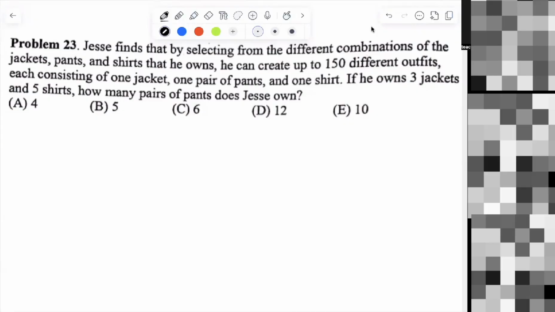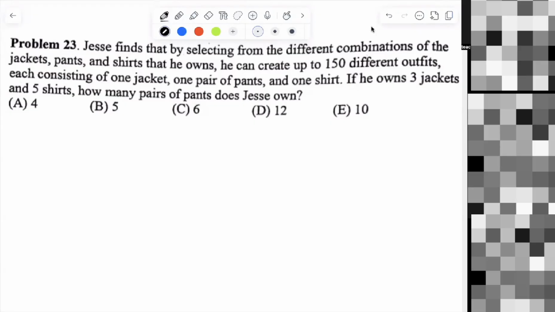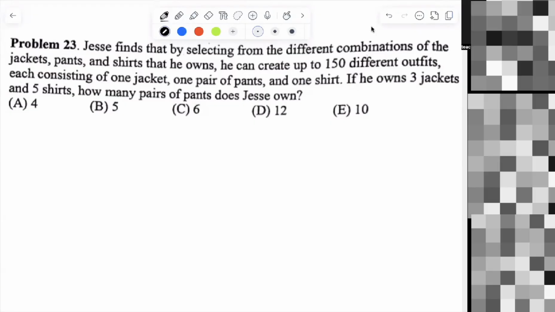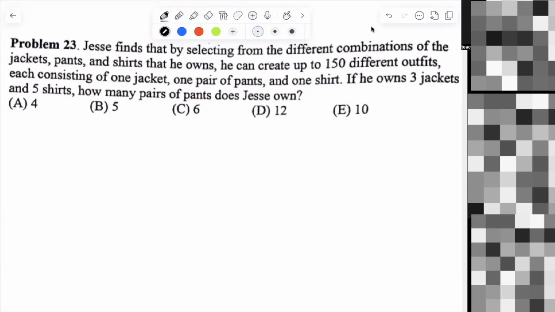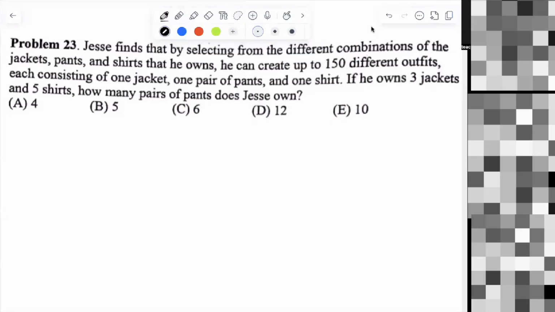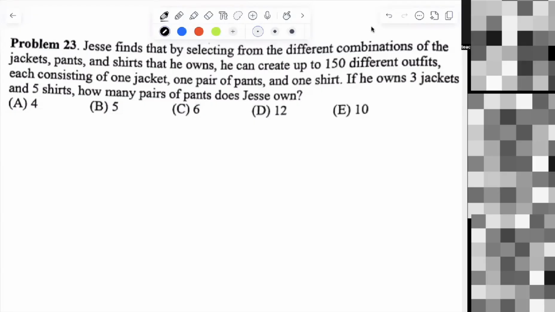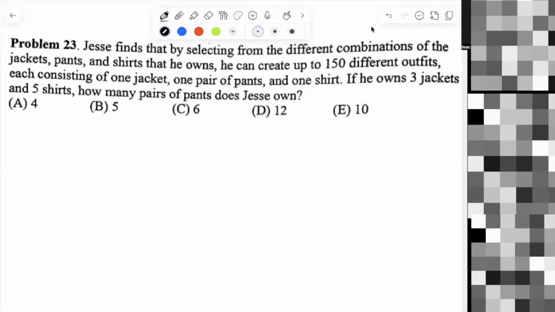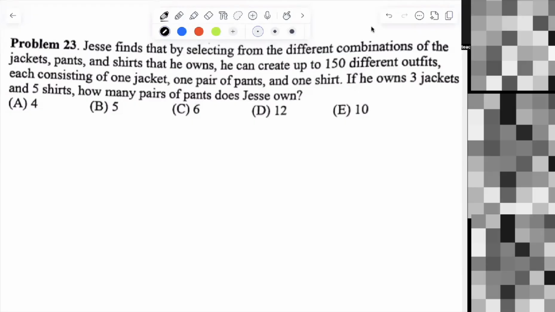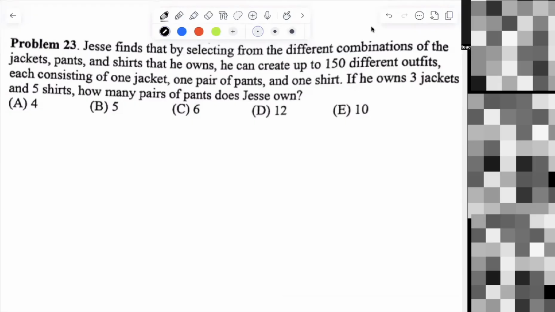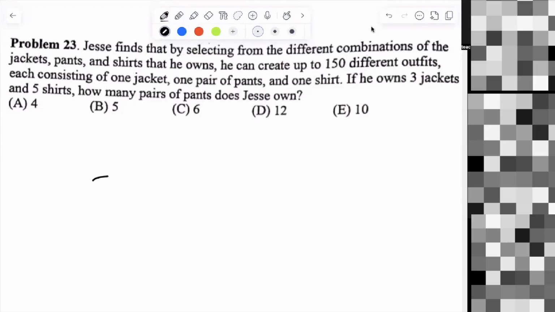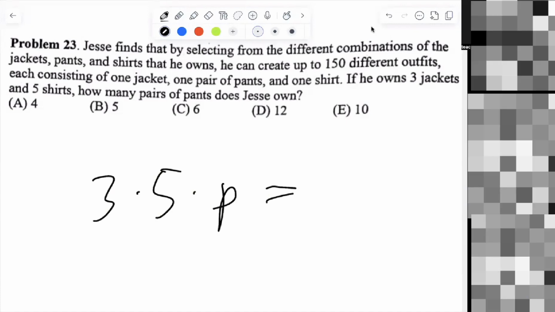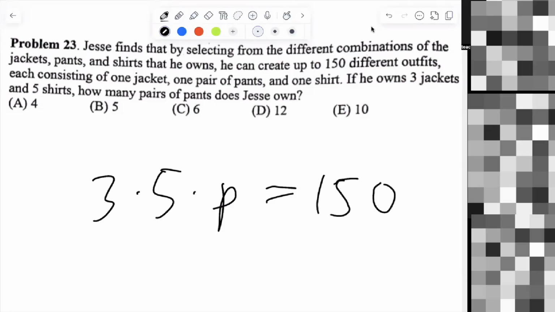Well, the number of total ways to make different outfits is the number of jackets times the number of pants times the number of shirts, because we want to find all possible combinations of jacket, pants, shirt. For example, we are going to have a red jacket, blue pant, and a yellow shirt. The colors are not given in the problem, but we'll take this as an example. So in this case, there are 3 times 5 times P possible ways, and this should be equal to 150.